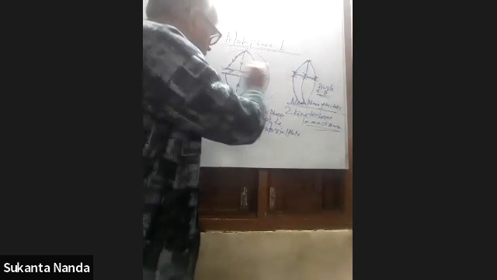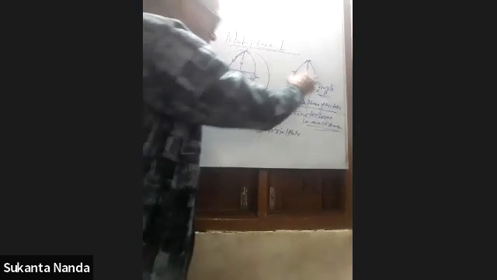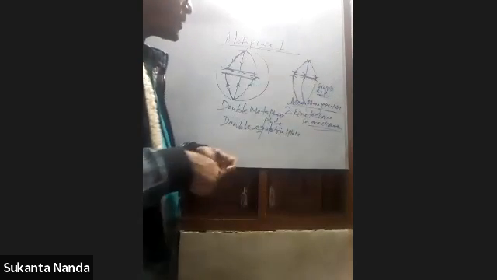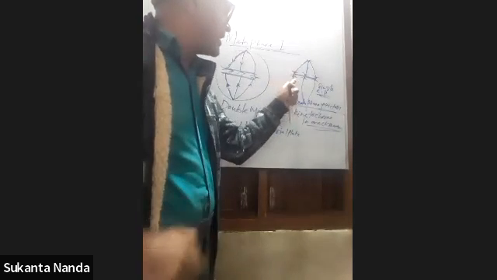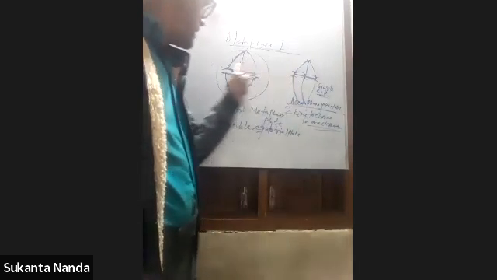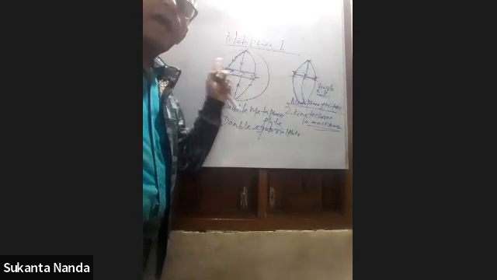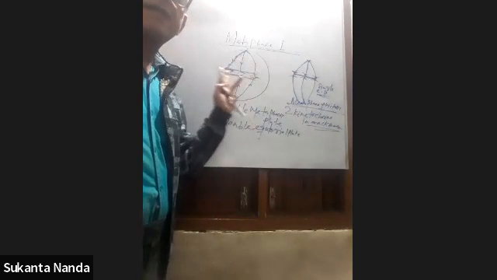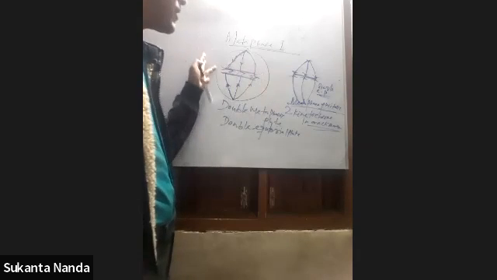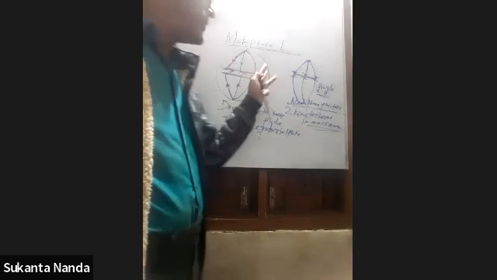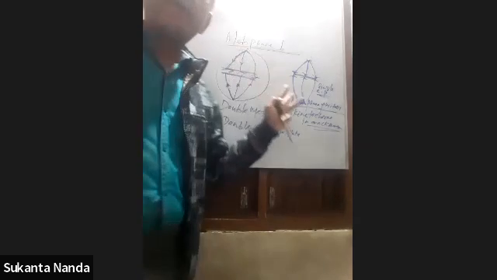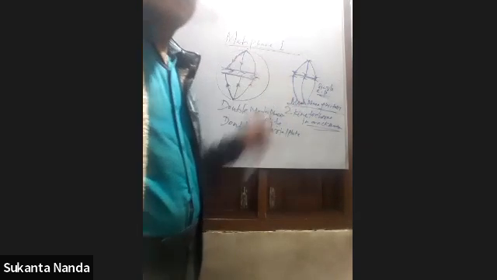Here you can see another difference, the kinetochore. In mitosis, you see two kinetochores in one chromosome, but here there are two chromosomes, paired chromosomes, having two kinetochores. That is the basic difference in metaphase 1 of meiosis 1.